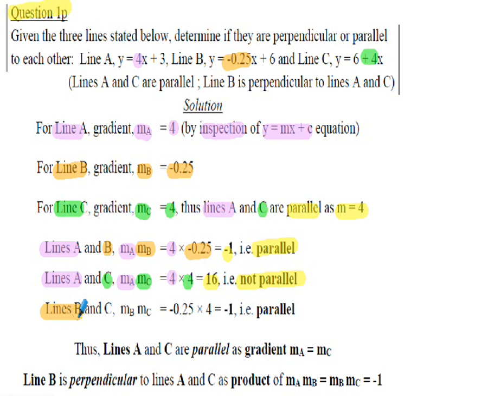And finally lines B and C, so that's MB multiplied by MC, so that's negative 0.25 multiplied by 4. That is negative 1, so the lines are perpendicular. So we conclude that lines A and C are parallel as their gradients are the same, and line B is perpendicular to the lines A and C, as the product of MA times MB and MB times MC is equal to negative 1.